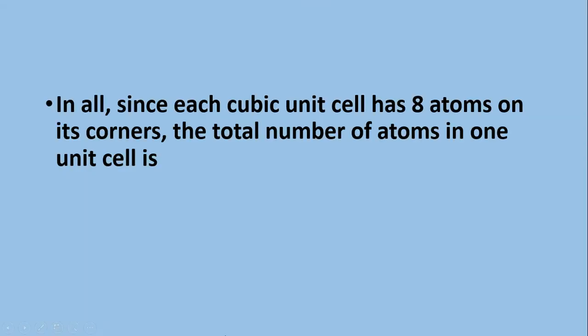Now in all, since each cubic unit cell has 8 atoms on its corners, the total number of atoms in one unit cell will be what? We have to use this formula, that is 8 atoms into what is the contribution? 1/8. So we simplify it and we get the answer as 1 atom. This is the number of atoms present in a primitive unit cell, and this is very important for doing the problems. If it is a primitive unit cell, the number of atoms will be 1.